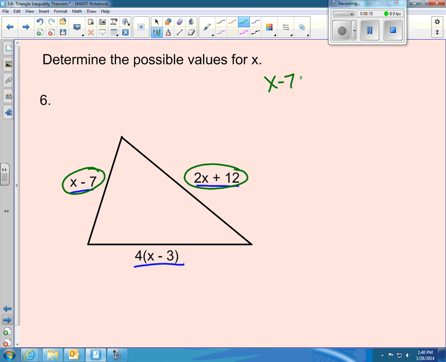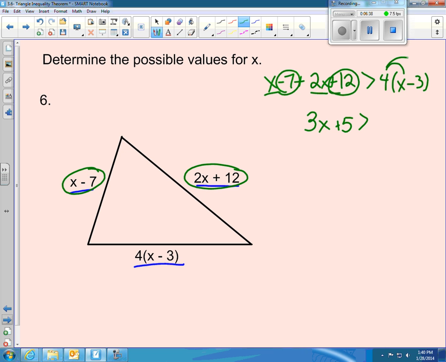So x minus 7 plus 2x plus 12, and I need to set that greater than my third side of 4 times x minus 3. So I'm going to add like terms and get 3x and a negative 7 and 12. Notice they're on the same side of my inequality sign, so I'm just going to combine them. Negative 7 plus 12 gives me a 5. And set it greater than, here I've got to distribute. So we get 4x minus 12. I'm going to jot that down here just so we keep it like that.